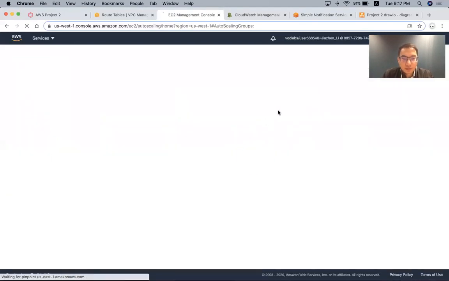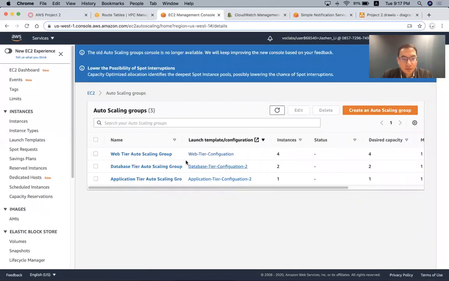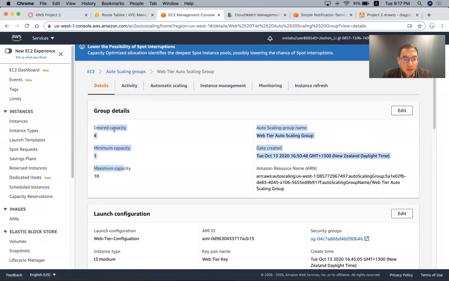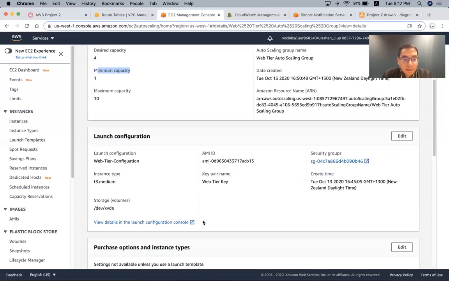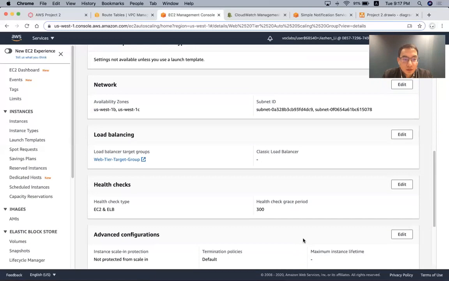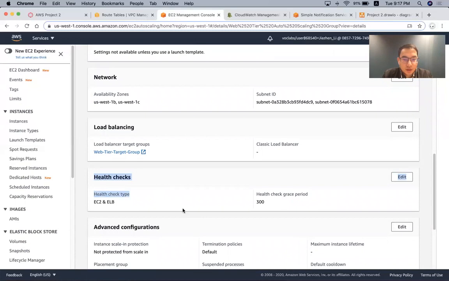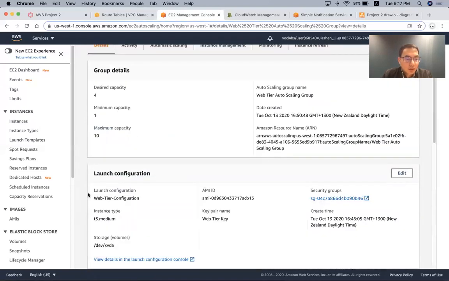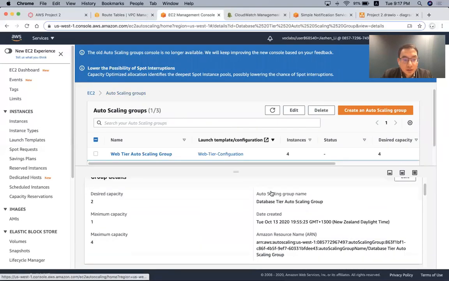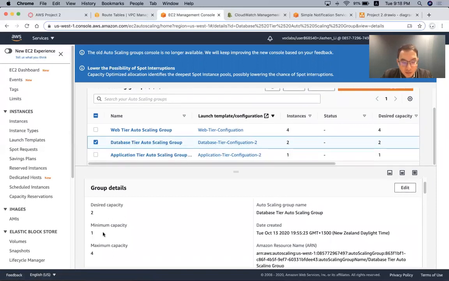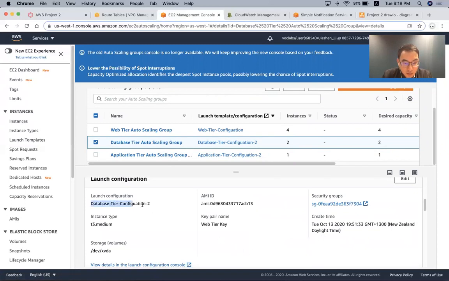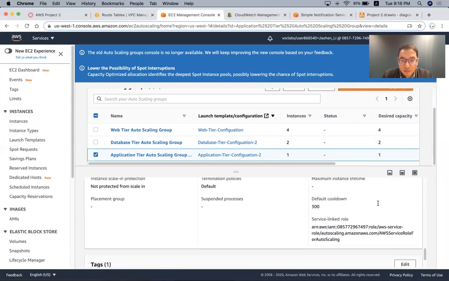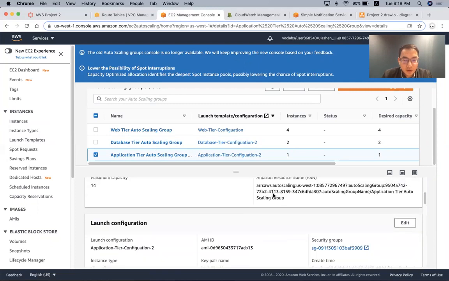And for auto scaling groups, we also have 3. For the web tier auto scaling group, there is the desired capacity, minimum, and maximum. Let's also take a look at the health checks. The load balancer is the web tier load balancer. The database tier has a slightly different configuration. It's associated with the database tier configuration. And it's similar for the application tier, just for a different group.